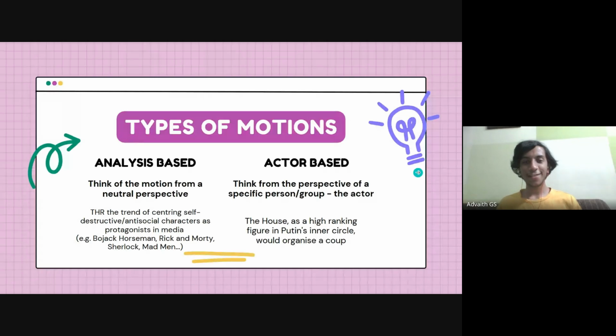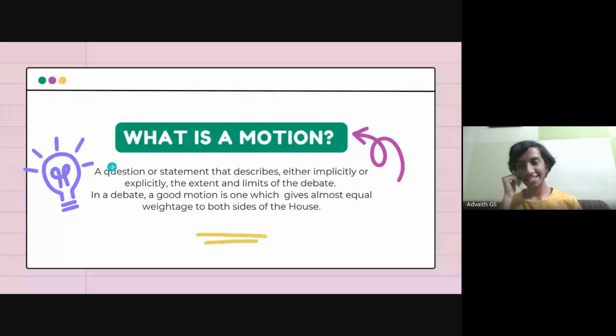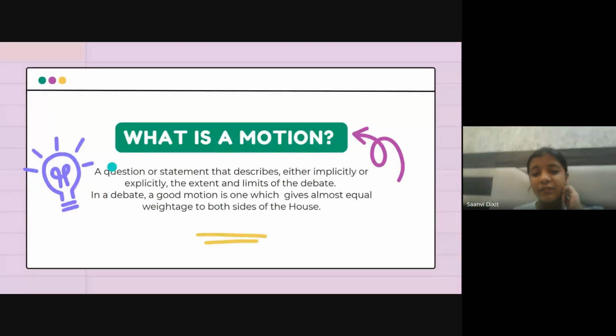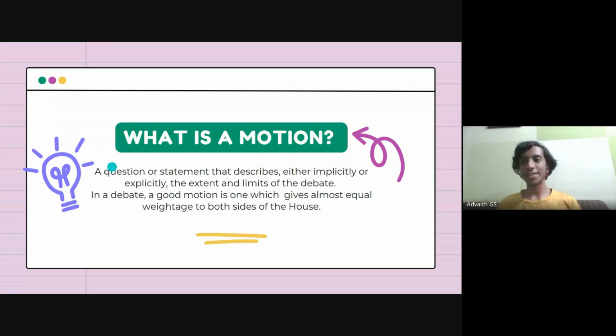Yes, Sadi. It is written that "equal weightage to both sides of the house," and I didn't understand. In a debate, you have two sides, one supporting and one opposing the motion. We say both sides of the house. That's what they mean: both teams. Both teams get something to talk about. They have arguments that they can make. I'm very sorry, we should move ahead.